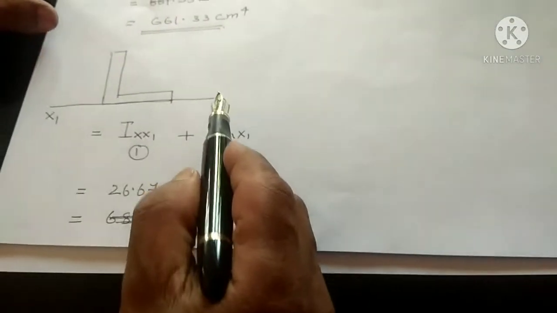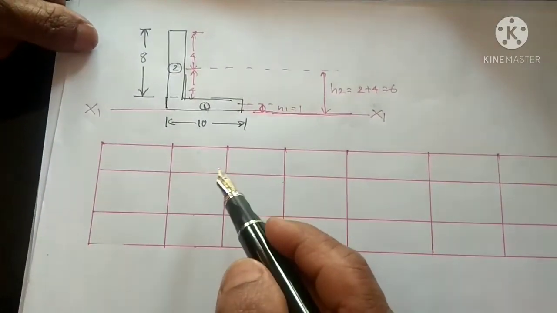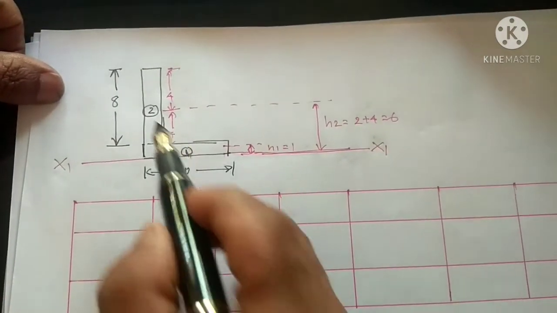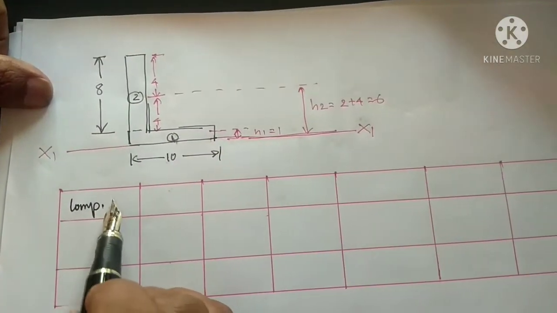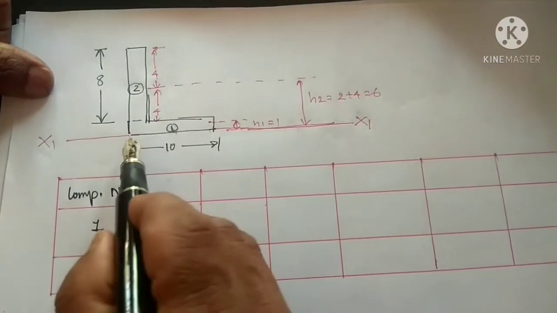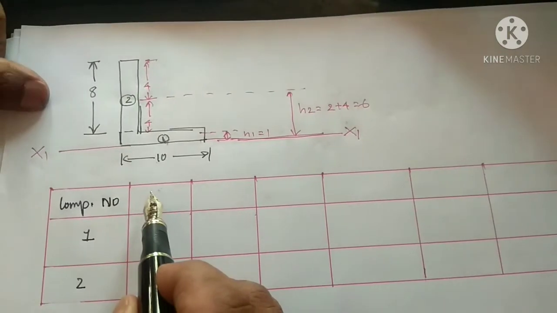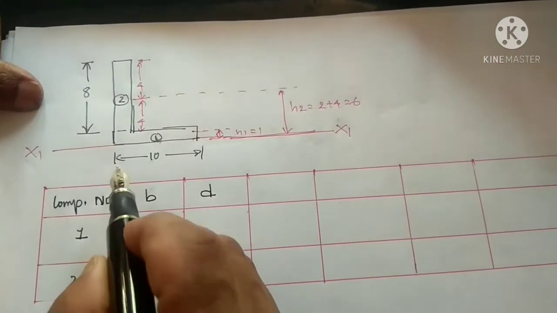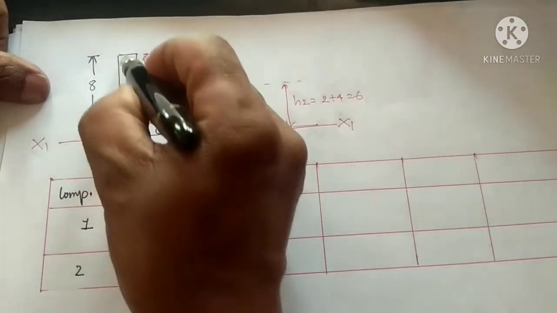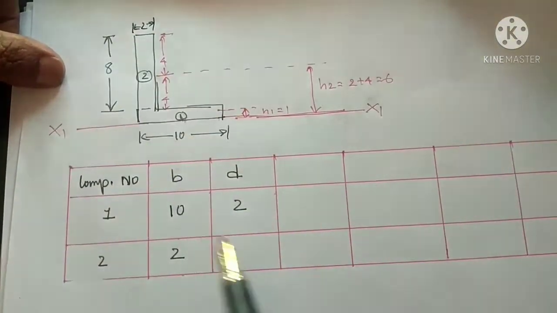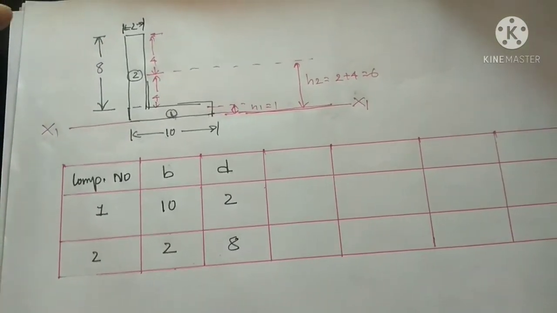Okay. So we can do it in another manner. So this is our composite area. This is component number 1. This is component number 2. In the case of component number 1, the dimensions B, D: B is 10 and D is 2. In the case of the second component, B is 2 and D is 8.